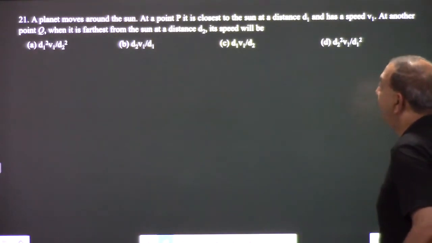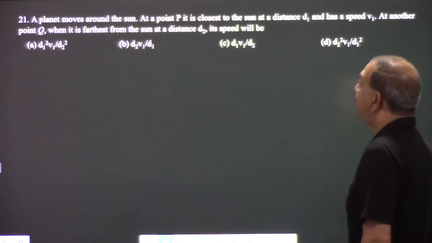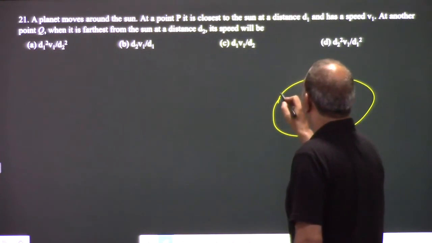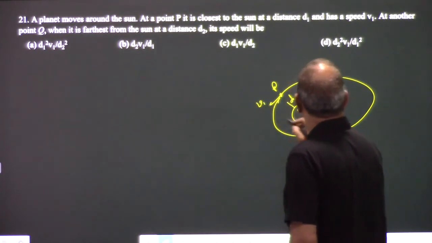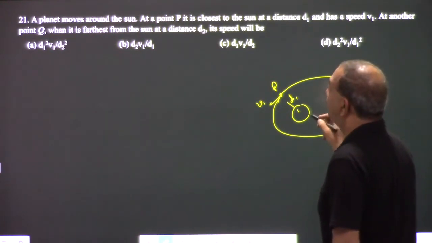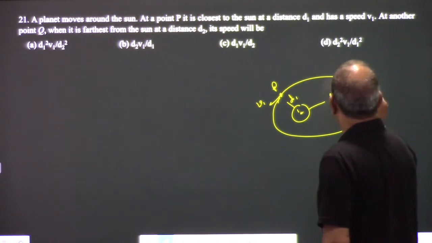A planet moves around the sun. At a point P it is closest to the sun, at a distance d1, with a speed v1. At another point Q it is farthest from the sun, at a distance d2, with a speed v2. This is the orbit around the sun.